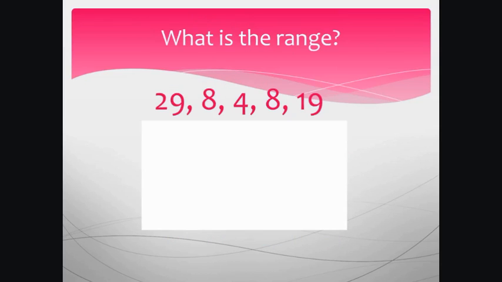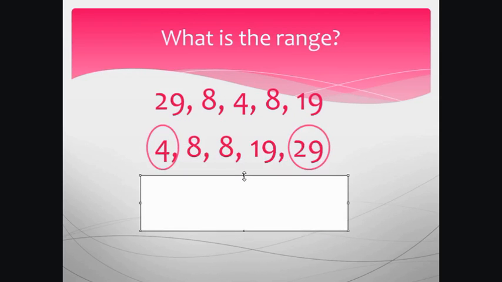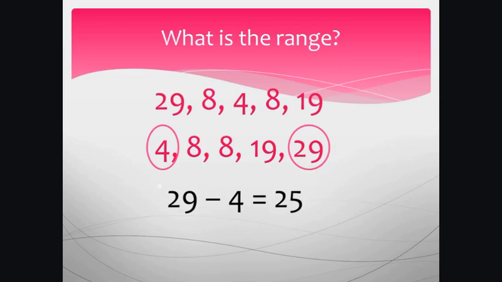Let's take a look at an example together. We're asked to find the range of this data set. And the first thing that we need to do is to order them from least to greatest. So here we have 4 to 29. And now we need to find the range. So we need to take our smaller number away from our largest number and find the difference. When we do that, we solve and find that the range between these numbers is 25.